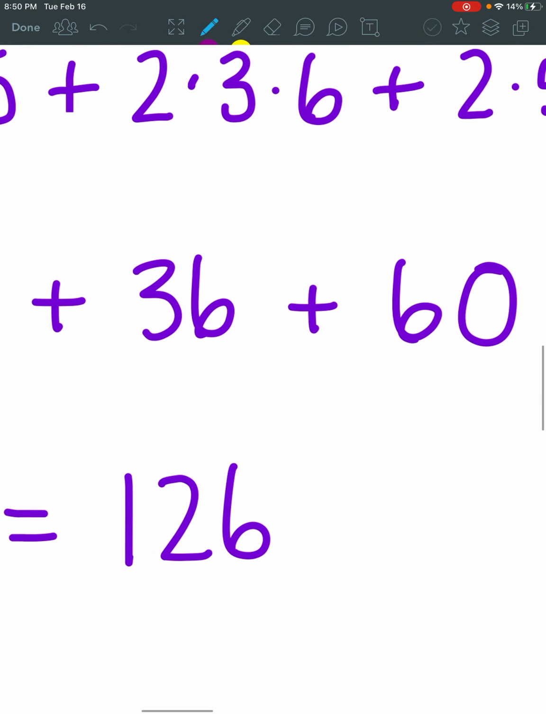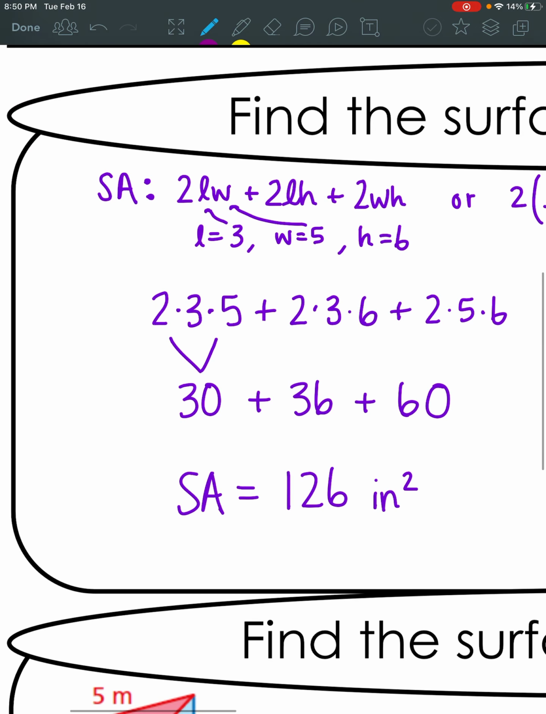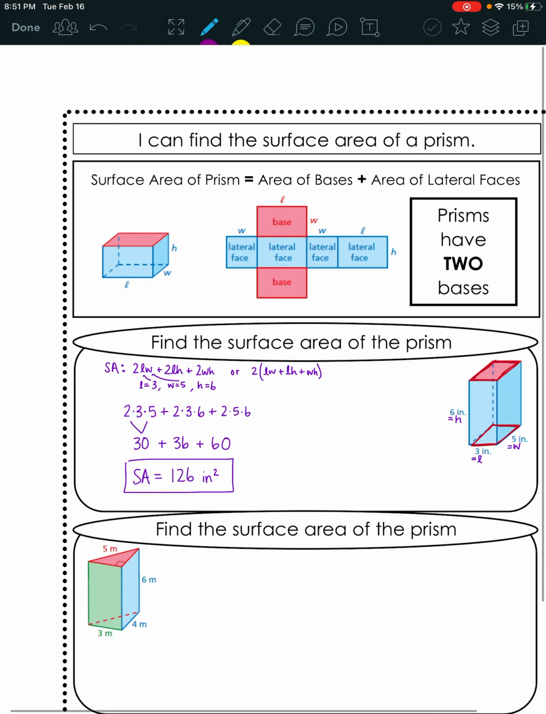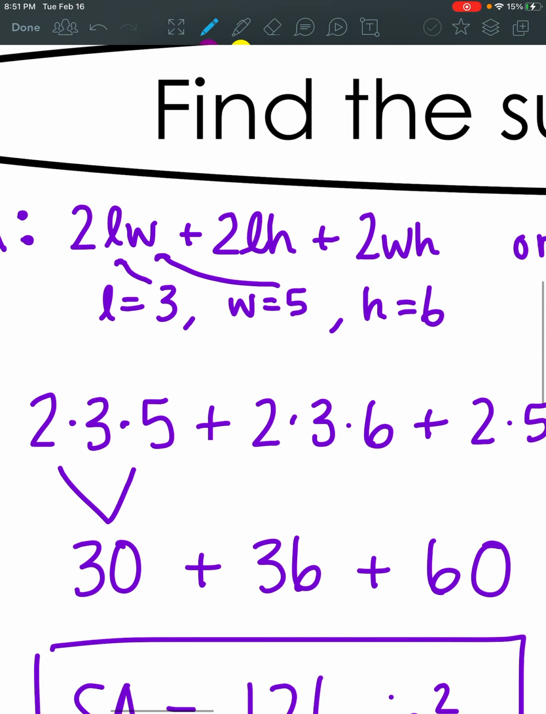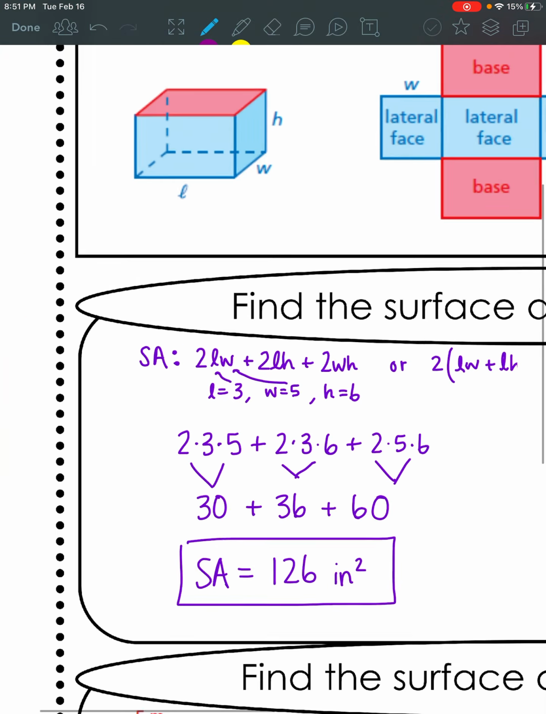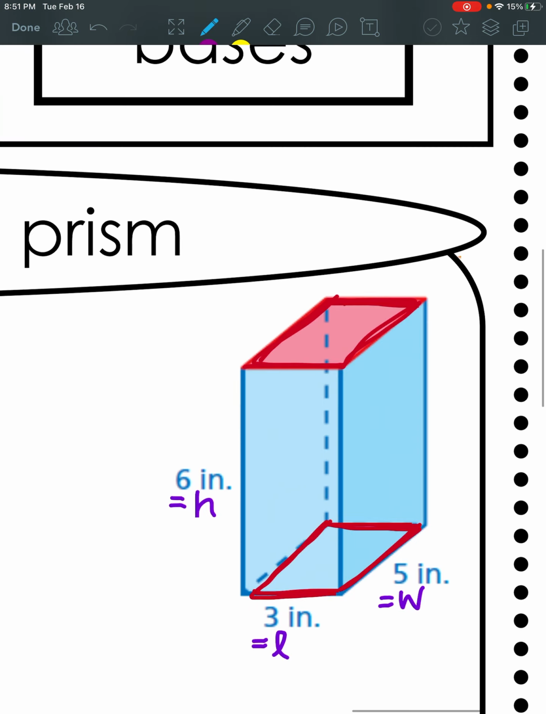We're looking at the number of square inches that would fit on the outside on all the surfaces of that rectangular prism, okay? And here, I'm going to show you, since I showed that in the first part, 2 times 3 times 6 is where we got that 36. 2 times 5 times 6 is where we got the 60. Now, I do want you to know where those came from.